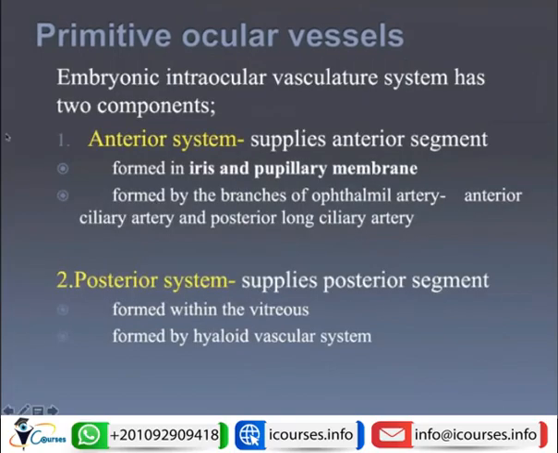For the primary ocular vessels, the developing eye will be supplied by two systems, the anterior system and the posterior system. The anterior system will be present in the iris and the pupillary membrane and is supplied by branches from the ophthalmic artery, so the anterior ciliary arteries and posterior long ciliary arteries. While the posterior system, which supplies the posterior segment, the vitreous and the retina, is derived from the hyaloid system.